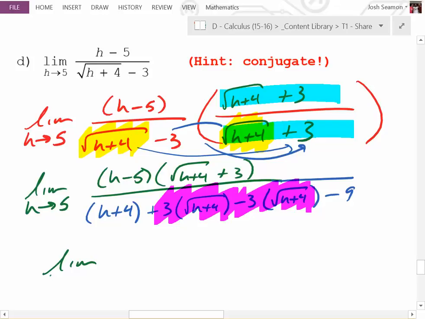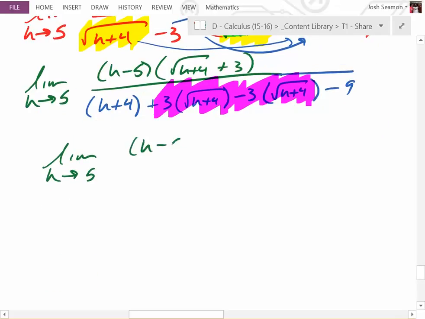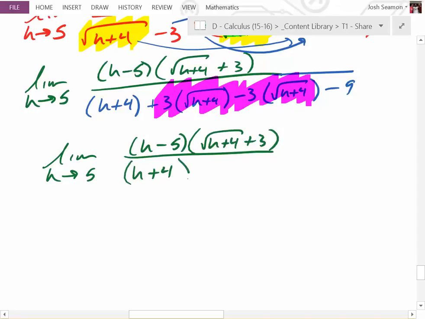So what's the top? The limit as h goes to 5. What's still left there? h minus 5 times what? Square root of h plus 4 plus 3, all over what? h plus 4 minus what? Minus 9. Can we simplify the bottom a little bit? Yes, we can.